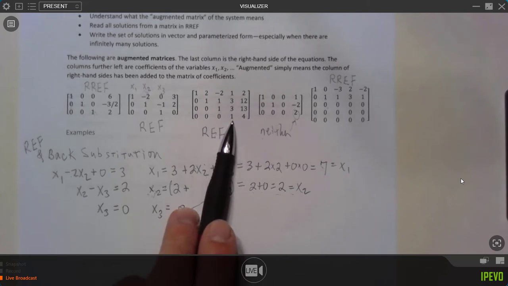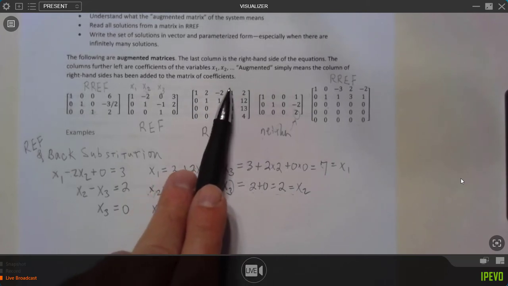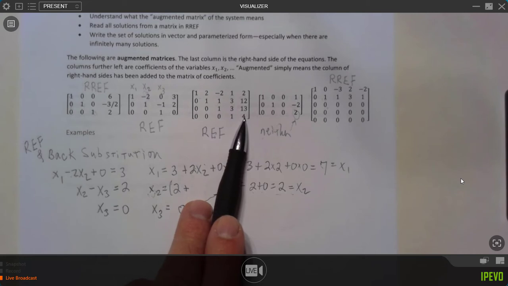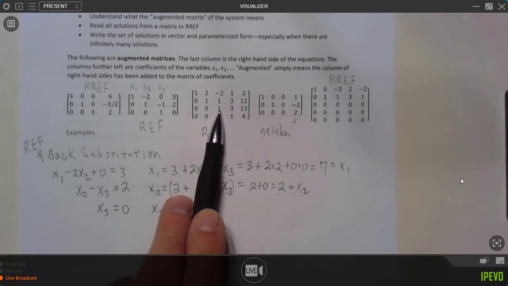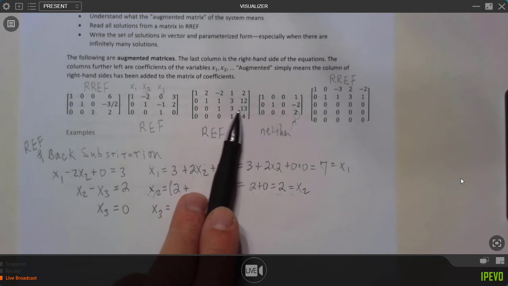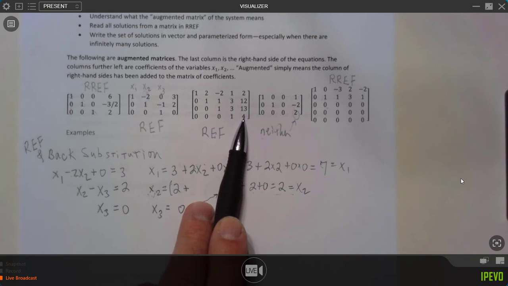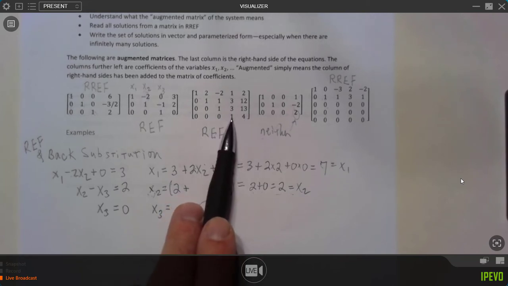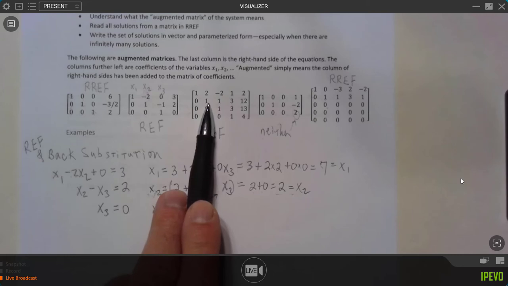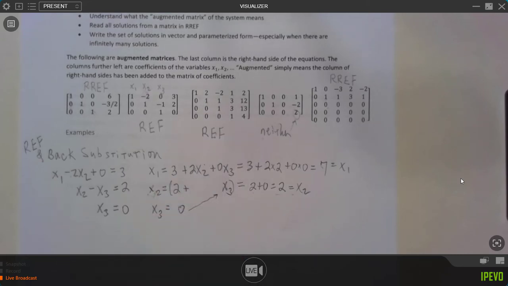Here, this one says, what do we have? x1, x2, x3, x4. x4 equals 4. x3 is 13 minus 3x4. And then you plug the 4 in for x4. Then that gives you x4 and x3. Use those to find x2. Use those to find x1. That's the strategy.